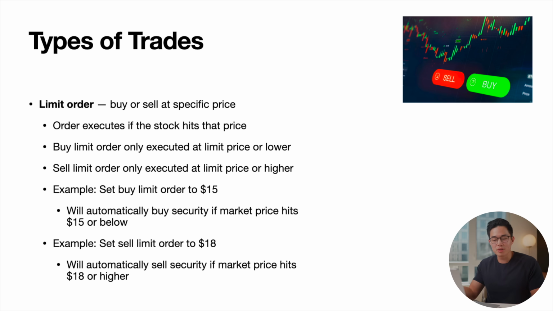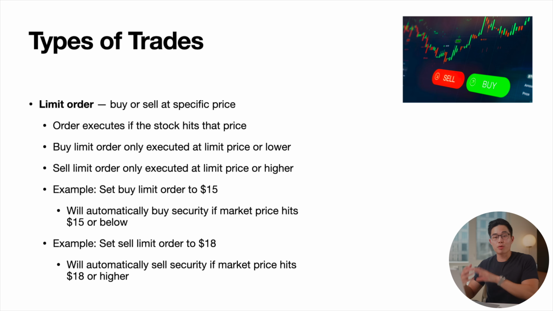So that's why it's guaranteeing a specific price, but it's not guaranteeing the actual buying or selling of it. Another example is, let's say you set a sell limit order of $18. This means that it's only going to sell the security if the market price hits $18 or higher. So let's say with that stock that's worth $16, if we set a sell limit order of $18, then the share price would have to go up $2 in order for us to actually sell it. If it doesn't hit that $18 market price, then we won't actually sell the stock.